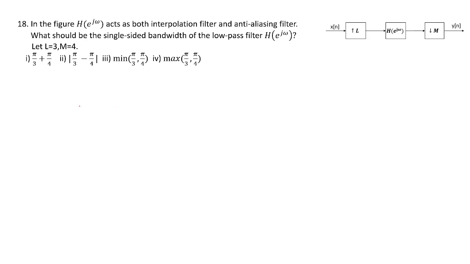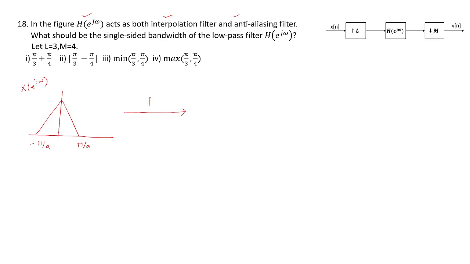Okay, so let us move to question 18. It says that this filter acts as both an interpolation and anti-aliasing filter. What should be the single-sided bandwidth of it? Again, we assume an arbitrary spectrum of x[n], X(e^jω), spanning from minus pi by A to pi by A.